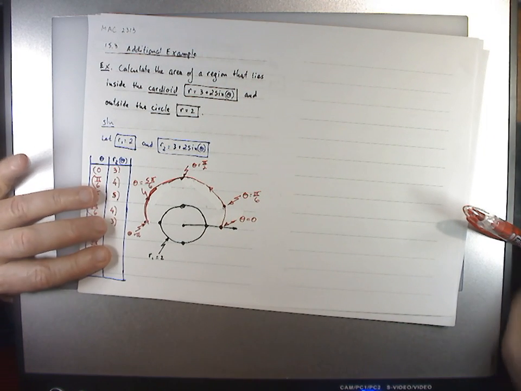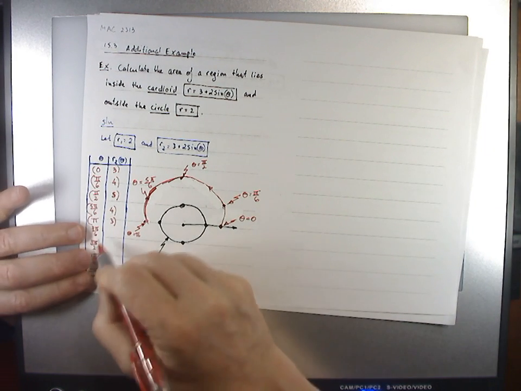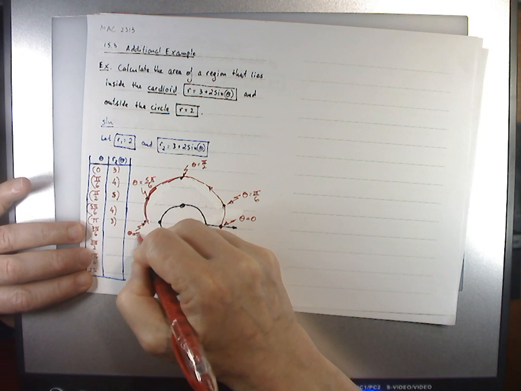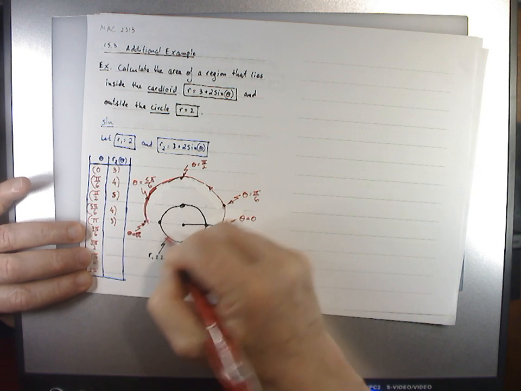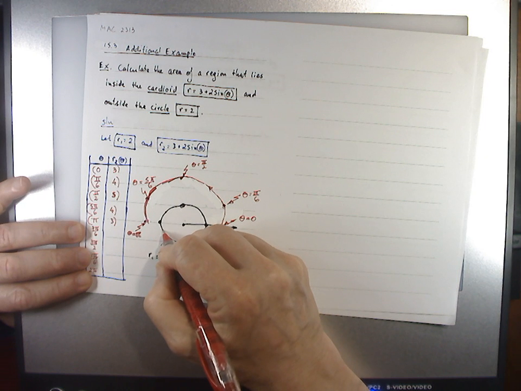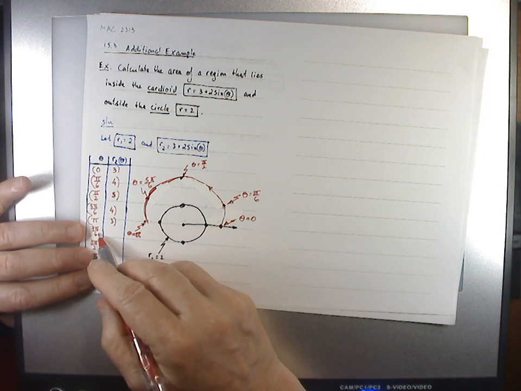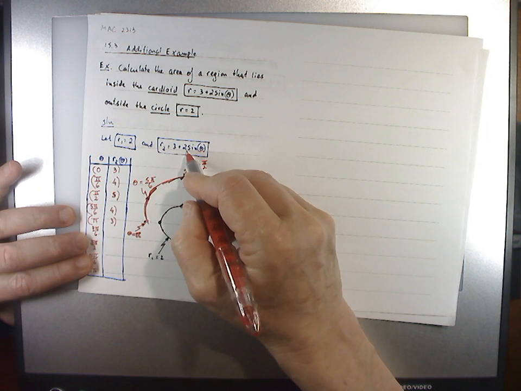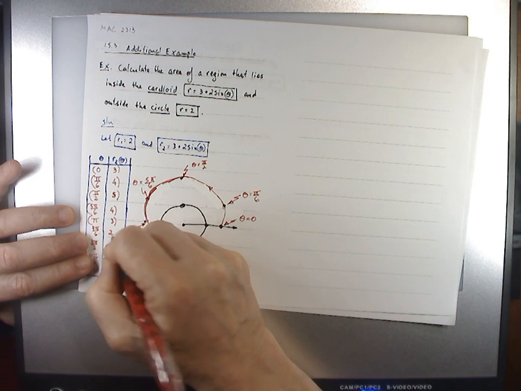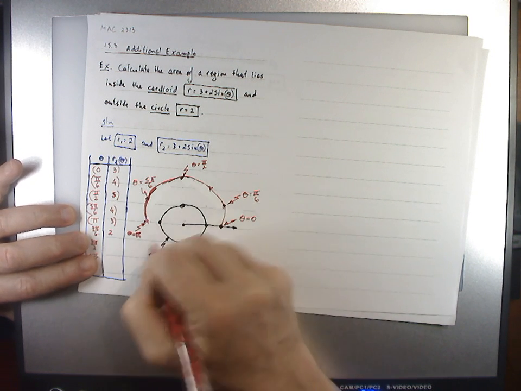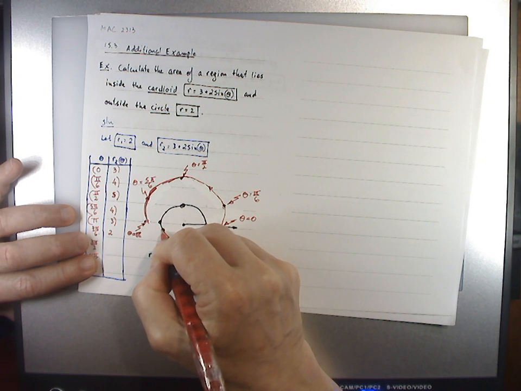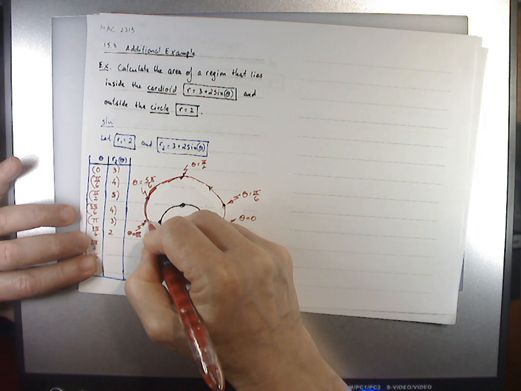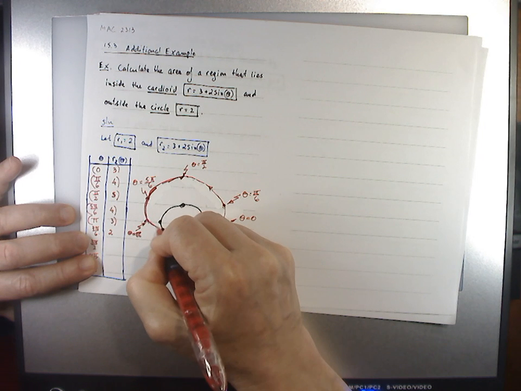So what about 7 pi over 6? This is 30 degrees beyond pi, so I'm about 30 right here, and the sine this time is negative 1/2, so we have 3 minus 1, so it will be 2. So this is where we actually meet the circle, because this is r equals 2. So at this point I'm coming right here.